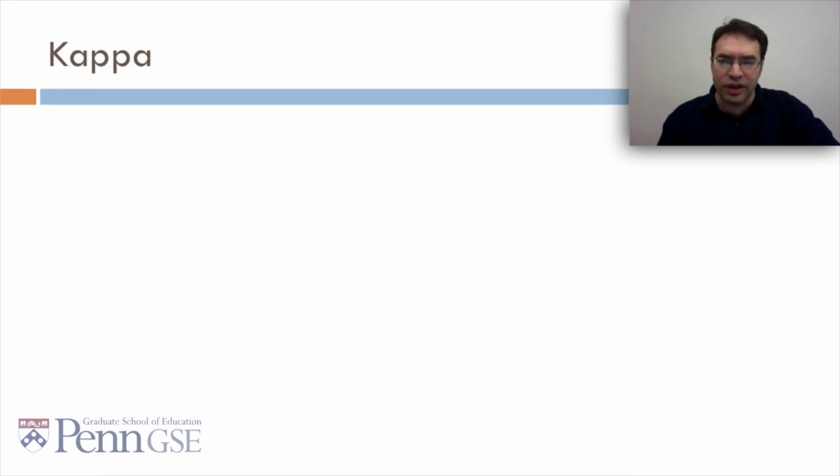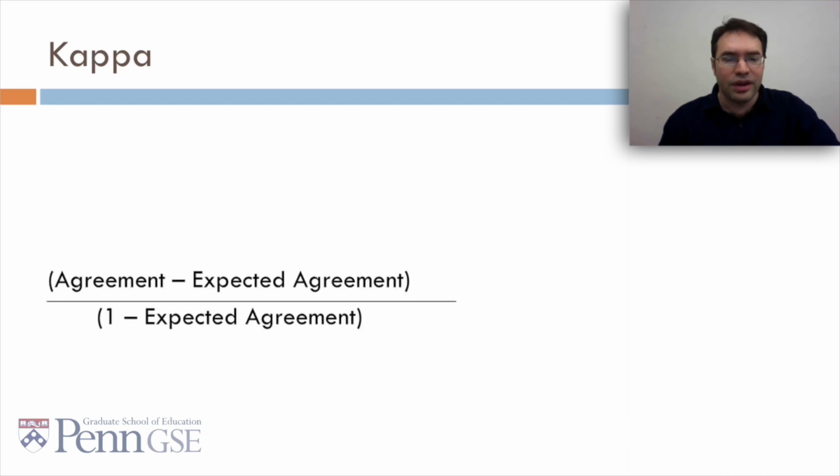Another metric that we can think about that's a little better is kappa, also known as Cohen's kappa. Kappa is the agreement minus the expected agreement, divided by 1 minus the expected agreement. With kappa, you might be saying, how do you calculate that expected agreement? Where does it come from? Where it comes from is the base proportions of the two groups.